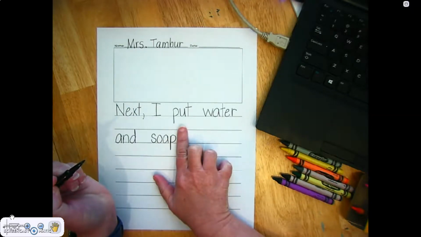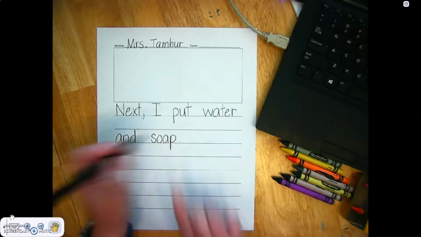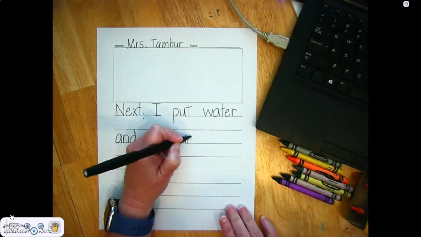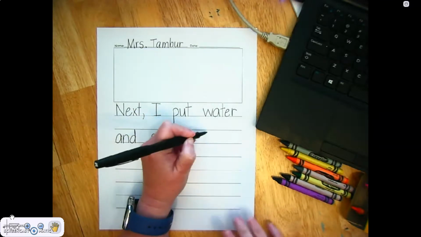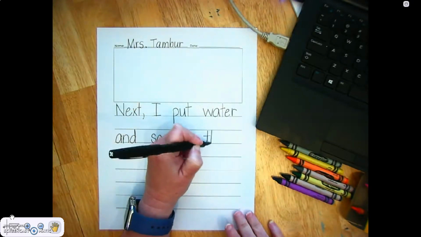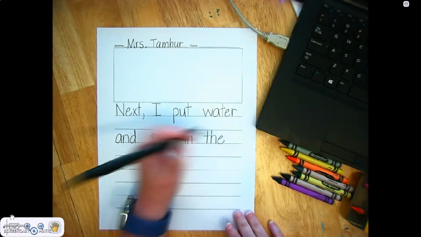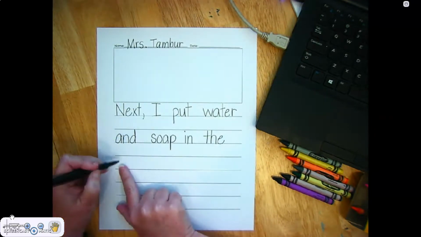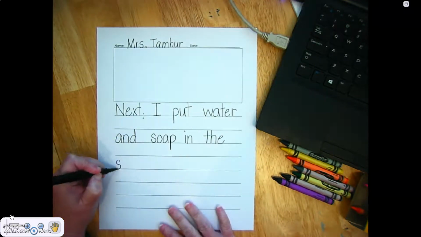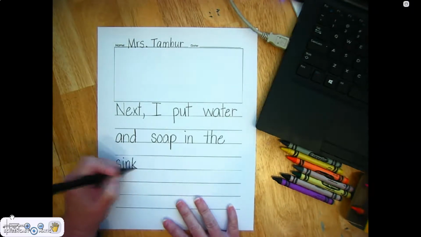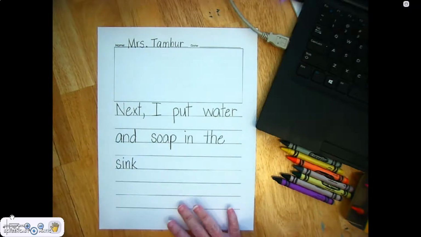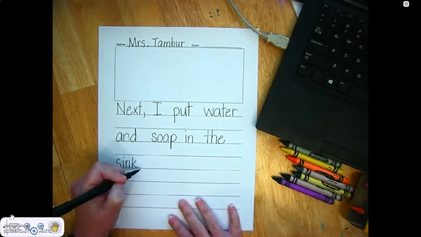Next, I put water and soap in the. We all know how to write the. Don't have room. Sink. And I wrote that word yesterday. I-N-K. Next, I put water and soap in the sink. Period.